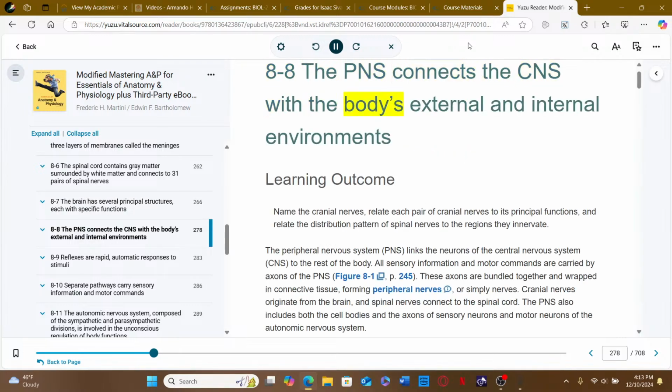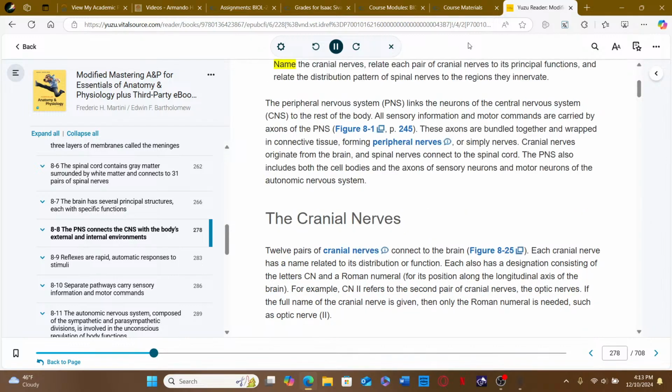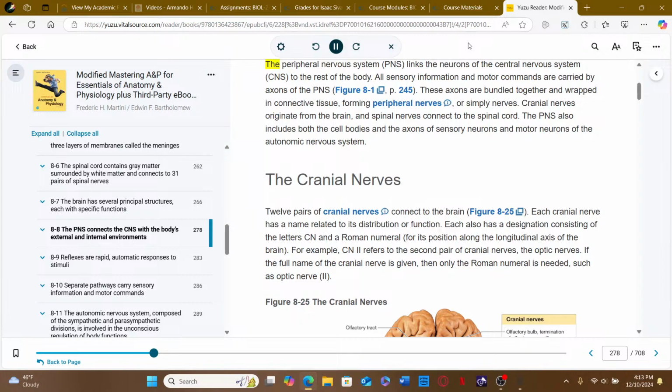8-8 The PNS connects the CNS with the body's external and internal environments. Learning outcome. Name the cranial nerves, relate each pair of cranial nerves to its principal functions, and relate the distribution pattern of spinal nerves to the regions they innervate. The peripheral nervous system, PNS, links the neurons of the central nervous system, CNS, to the rest of the body.